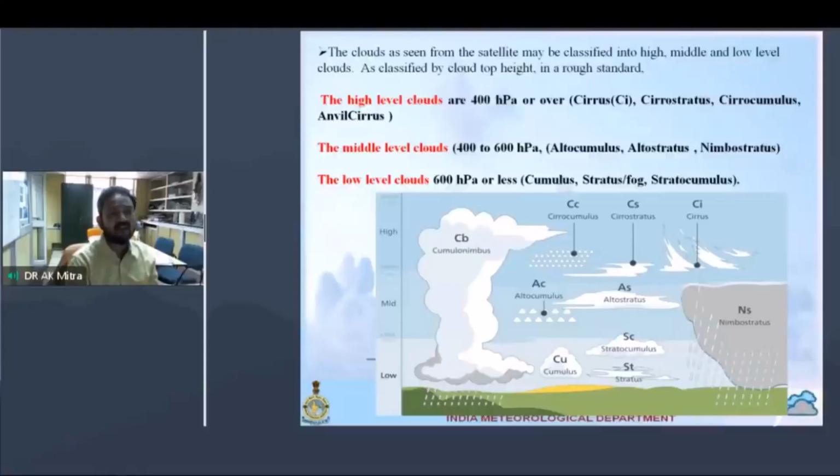High level clouds we determine from 400 hPa, particularly the cirrus, cirrostratus, cirrocumulus. Then middle level, 400 to 600, altocumulus and altostratus. And then low level clouds, 600, cumulus and stratus. So basically, from the imagery, we are trying to find out these specifications or characteristics of the cloud.